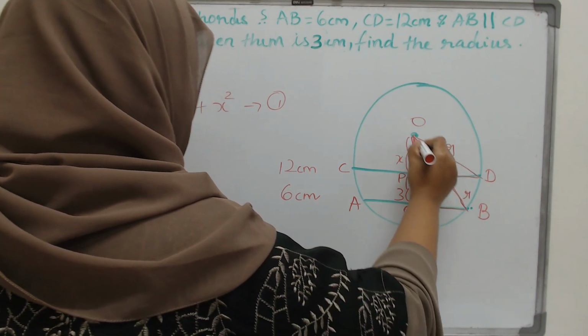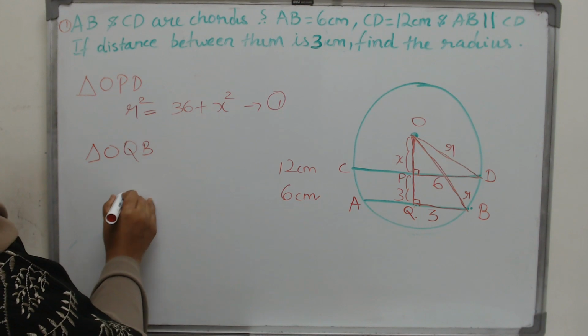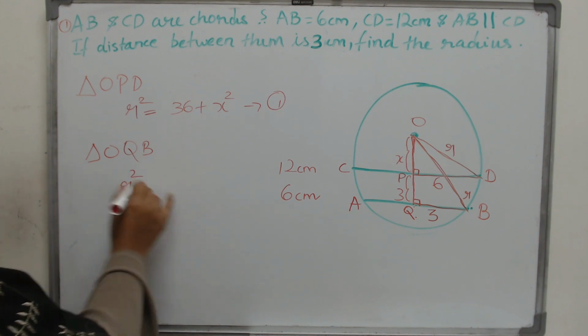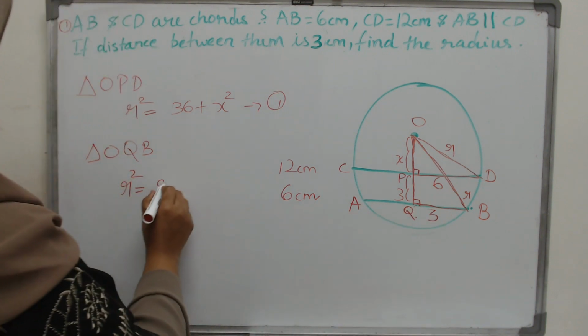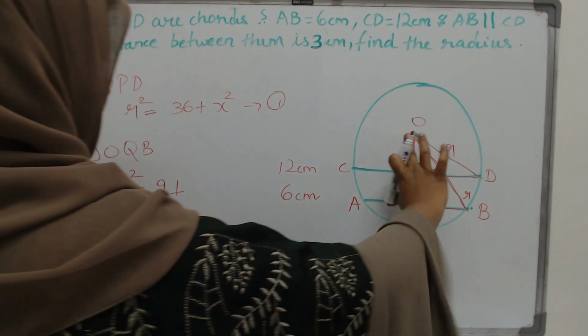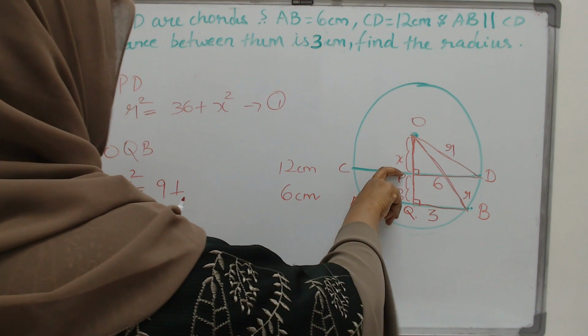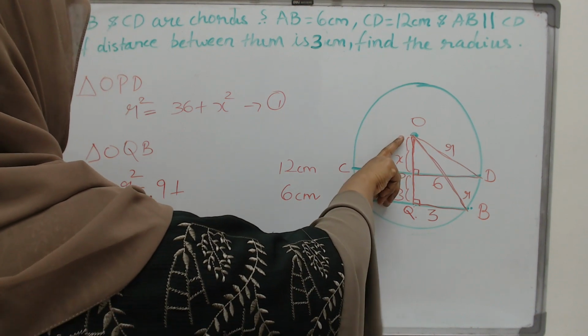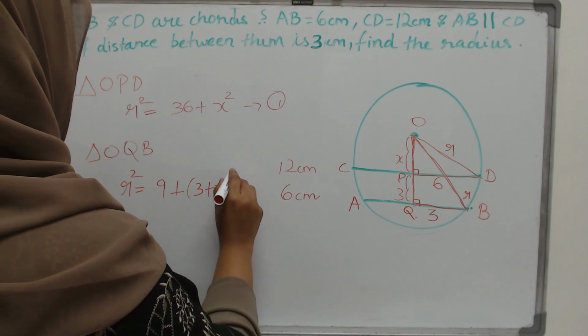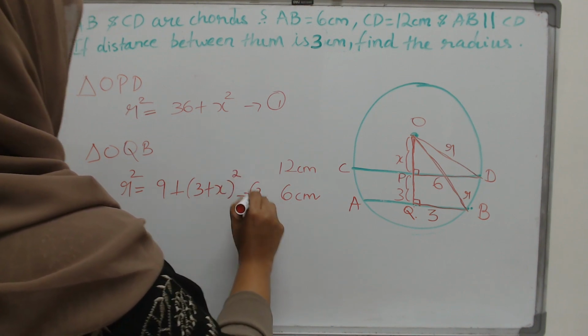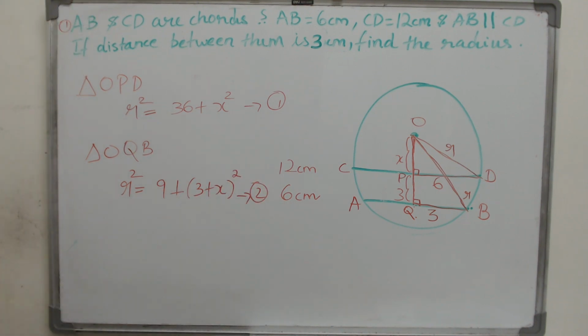OQB. Same hypotenuse. So you have the same R square. What are the sides now? One side is 3, so its square is 9. But the other side, what do you see? This much is 3, this much is x. Together it is 3 plus x, the whole square. There you have your second equation.